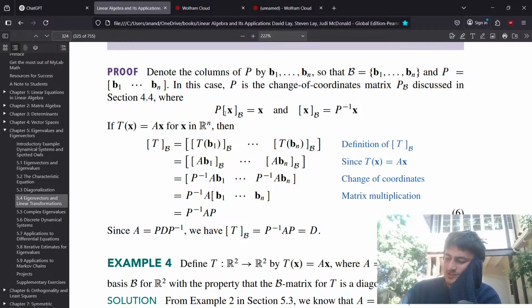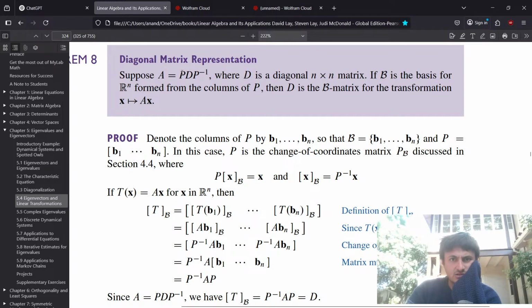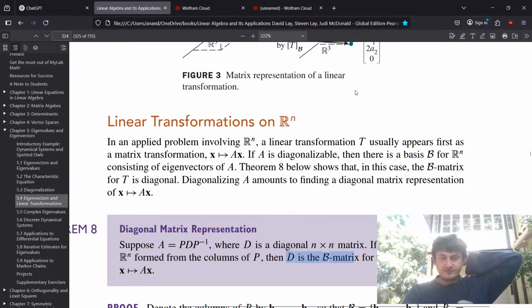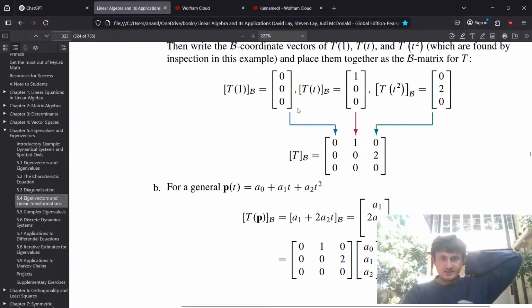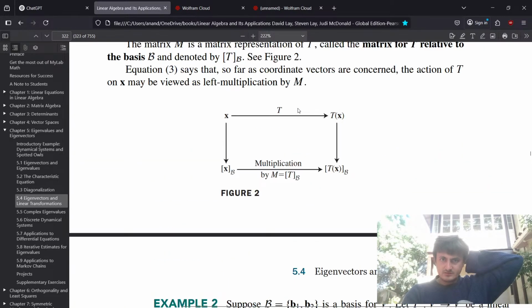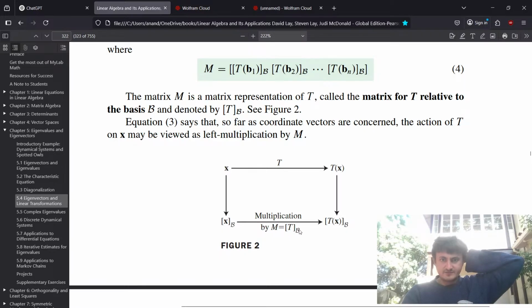So if T of x is equal to Ax for x in Rn, then we want to show what? What is this theorem actually stating? We want to show that D is equal to T relative to B. So that's what this means. D is the B matrix of the transformation, this thing.